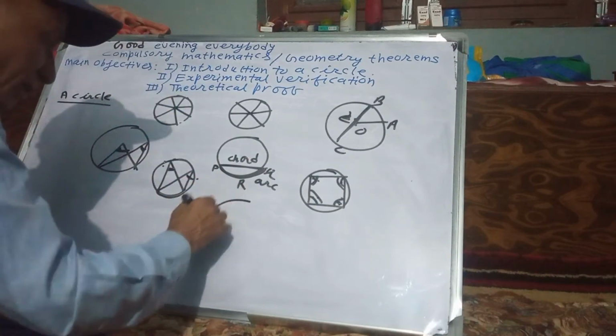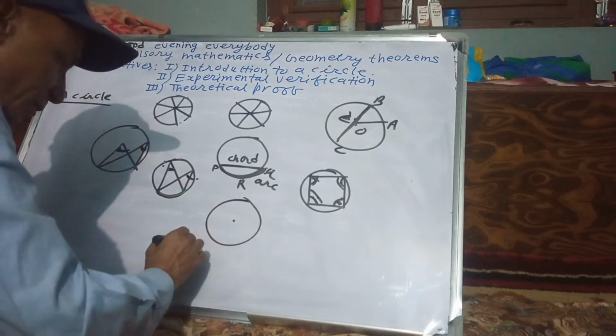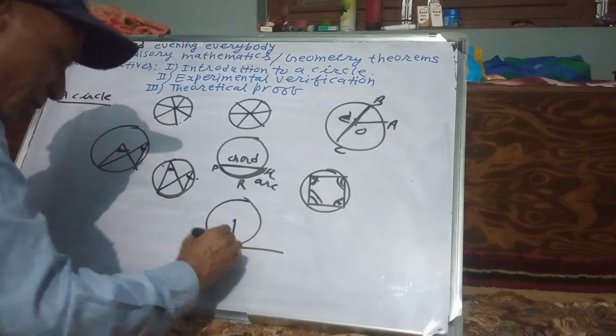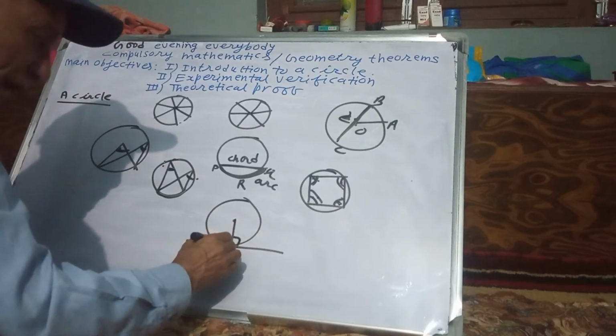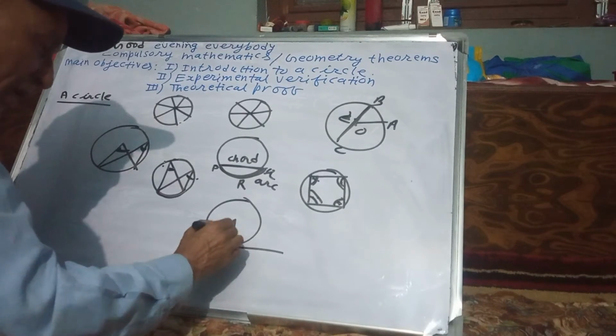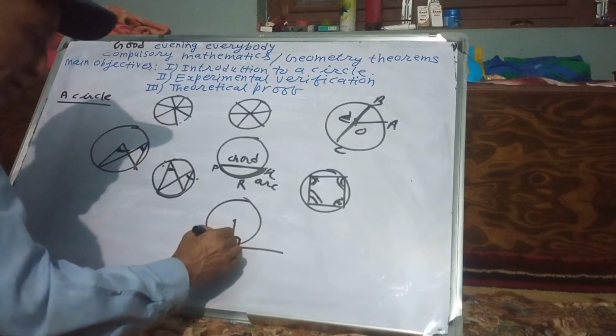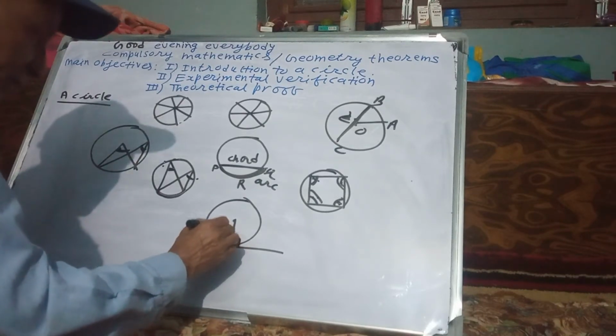Another important thing is, this is the center, this one is a tangent, a straight line which cuts the circle at a point. This is always perpendicular, or 90 degree.